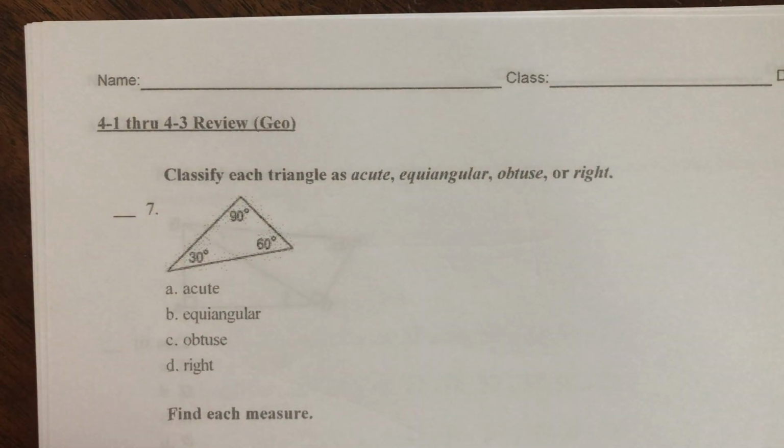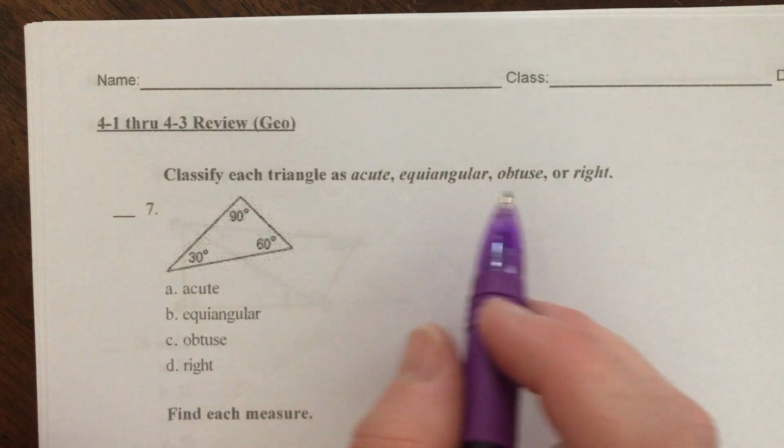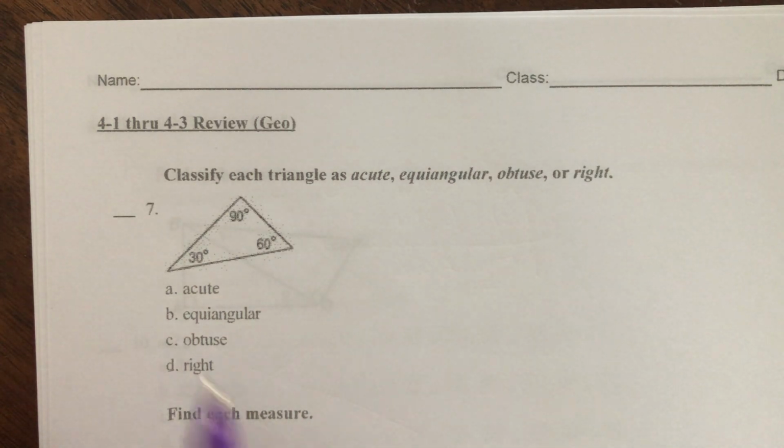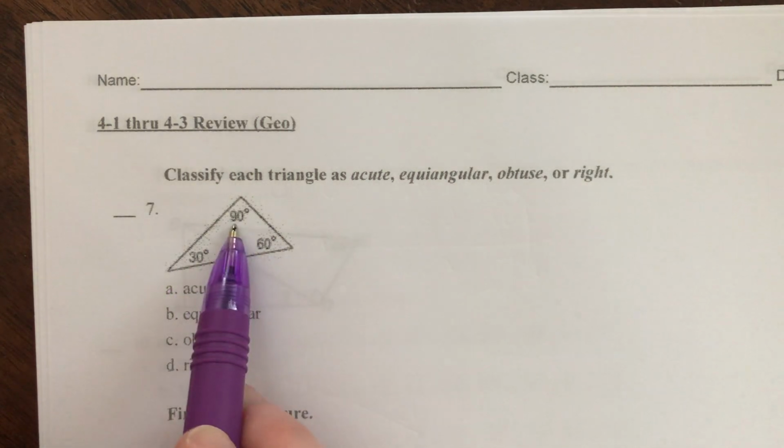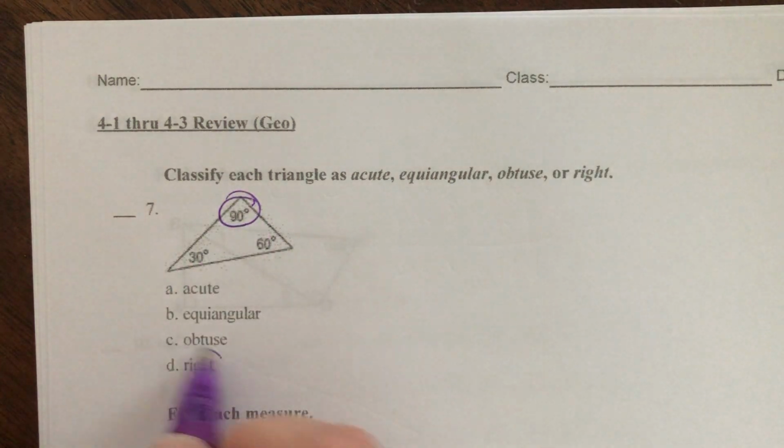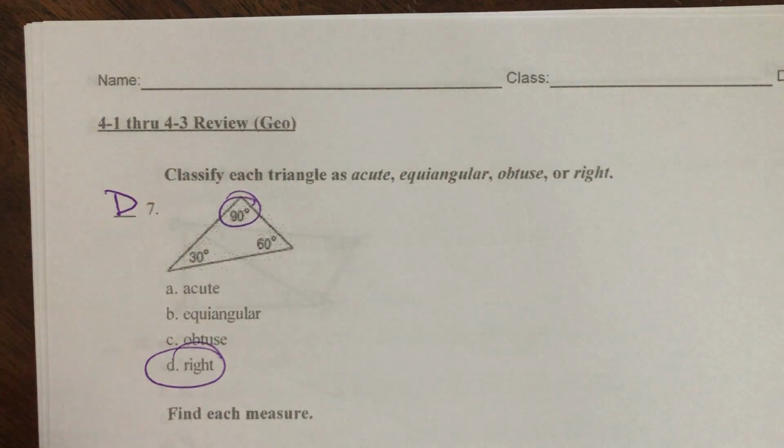Number 7, classify each triangle as acute, equiangular, obtuse, or right. We have 2 acute angles and 1 90 degree angle, so this tells us this is a right triangle.